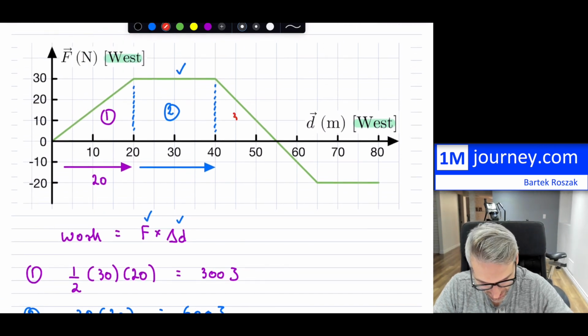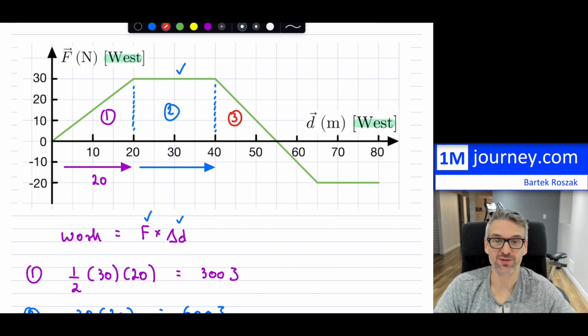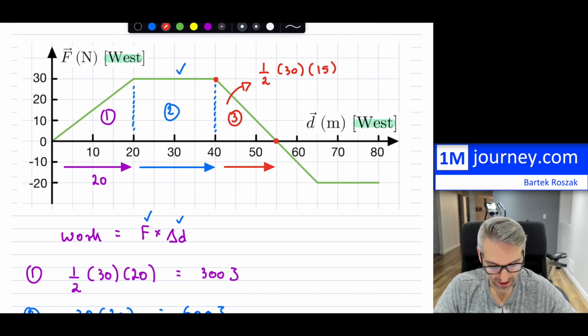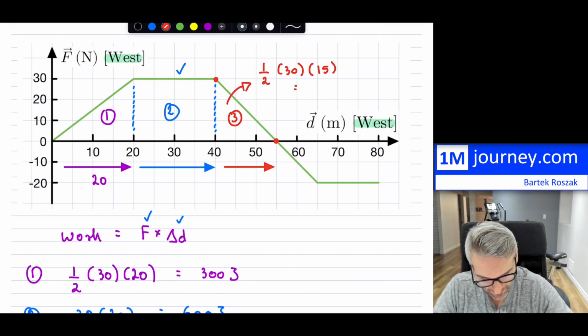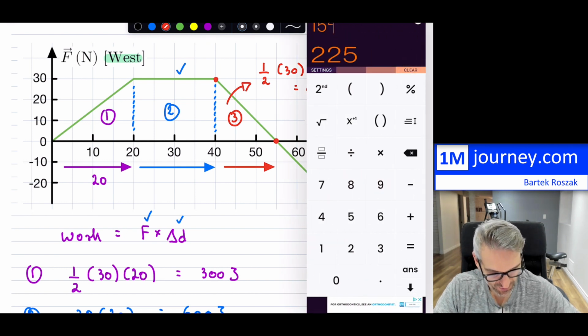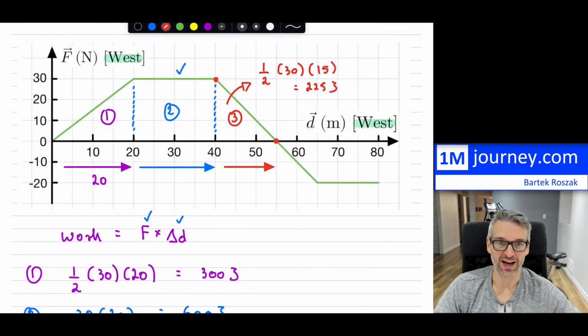Now the third piece is going to be this particular piece. So again, this is a triangle. It doesn't matter that it's going downwards, and I'm actually going to capture it from here all the way up to here because it's very easy for me to do that. So this triangle is again 1/2, and this is going to be 30. Now the displacement there, just be careful because you're going from 40 to 55, it looks like. So that's going to be just 15. So this is 1/2 of 30, I guess that's 15. So 15 times 15 is 225. You can double check that. So there you have it. That is still positive, by the way. So all of these are positive.